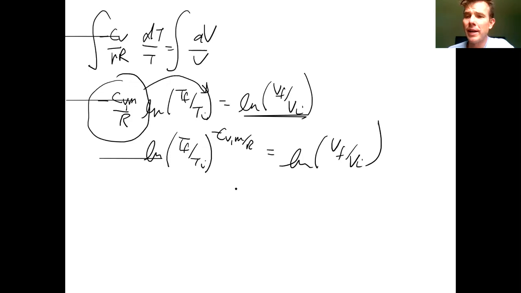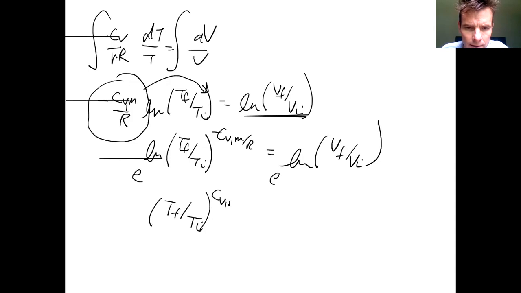At this point, I have two natural log functions. So if I want to get rid of them, I will exponentiate both sides. This gives me TF over TI to the CVM over R, I got a negative, equals VF over VI.